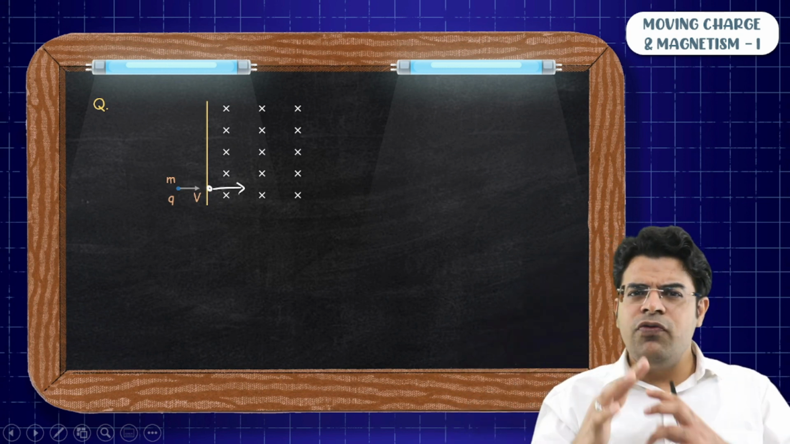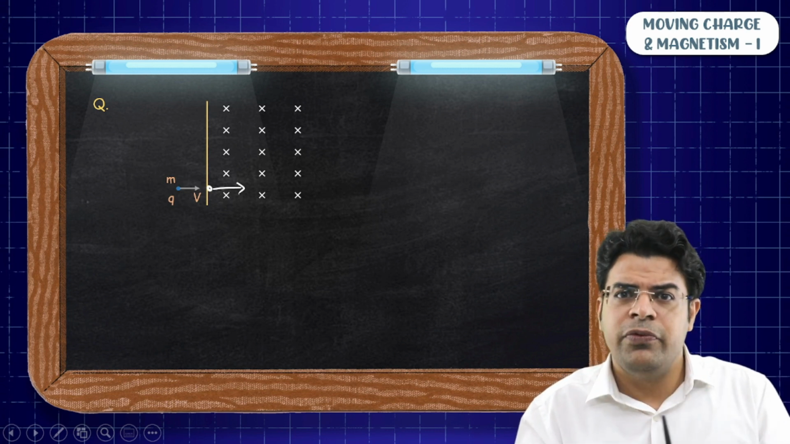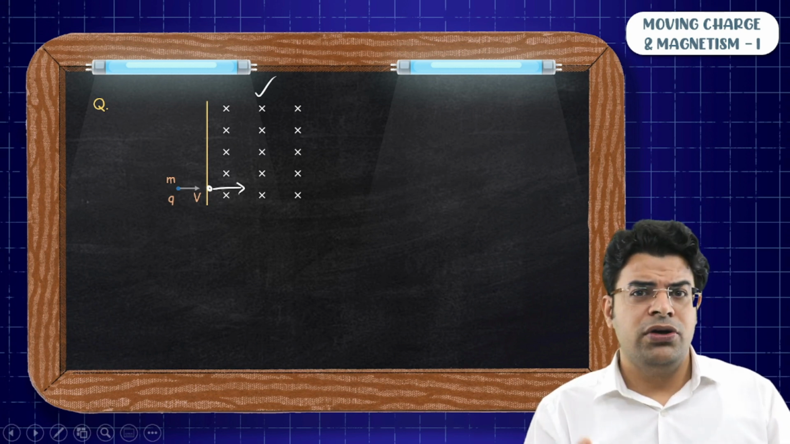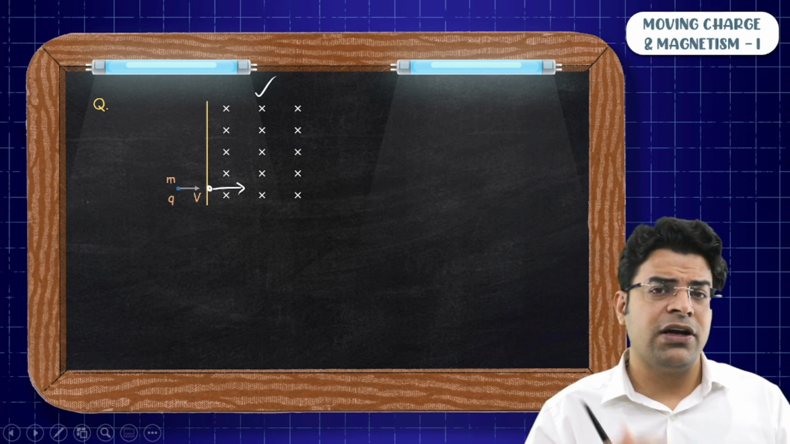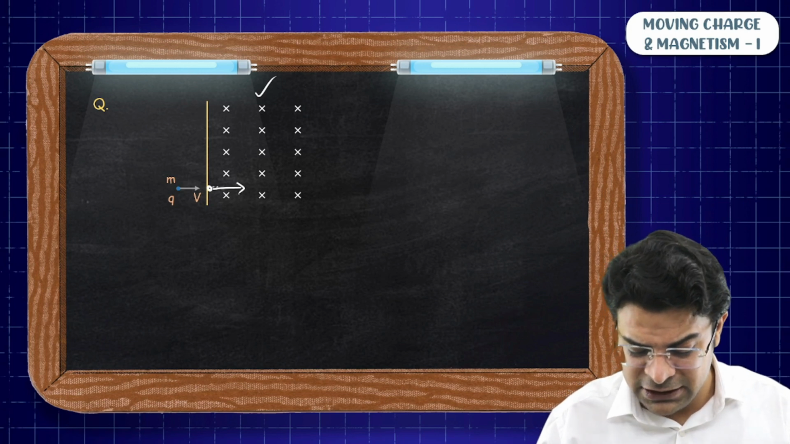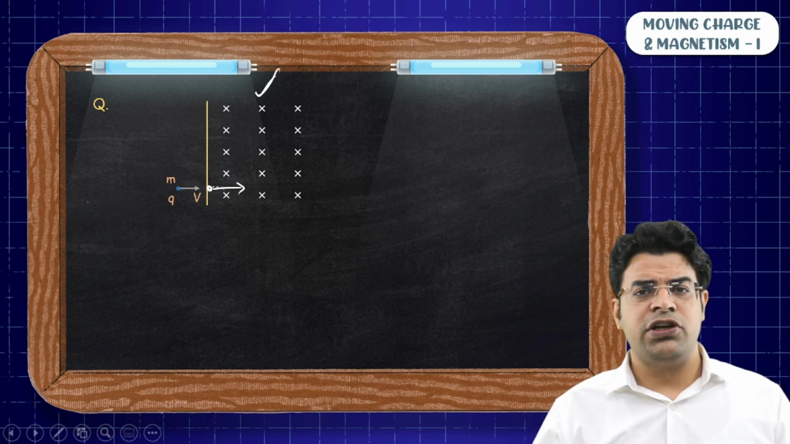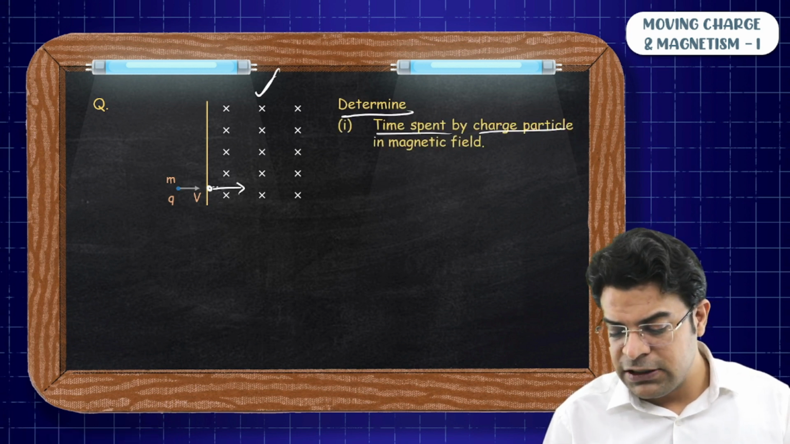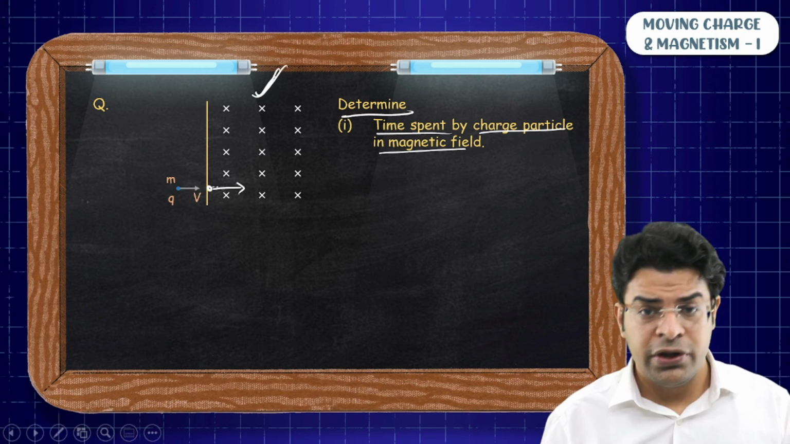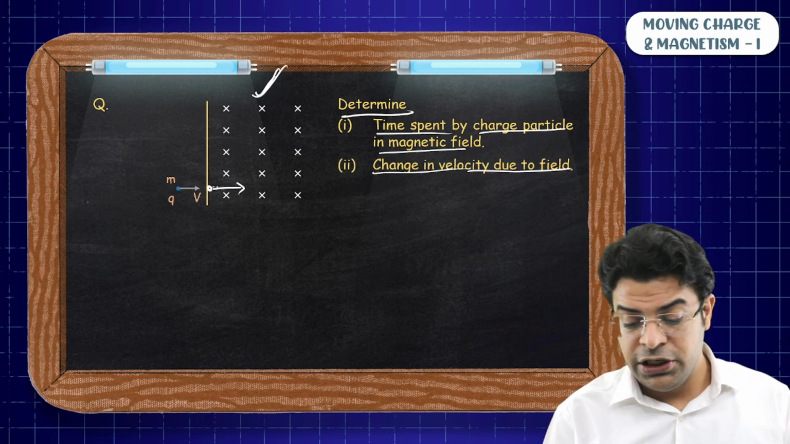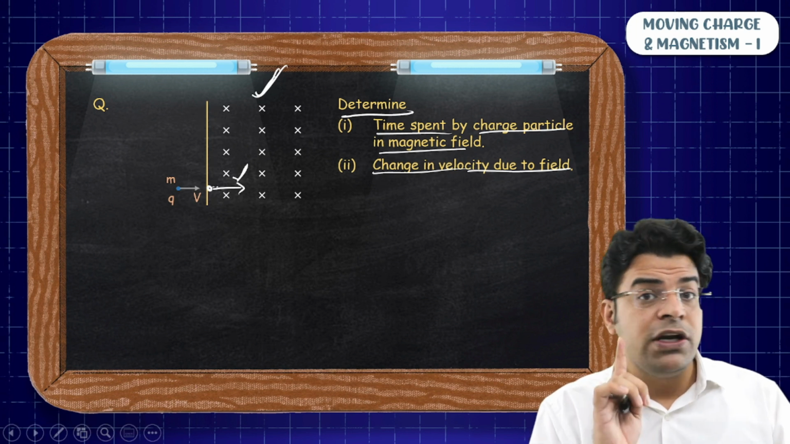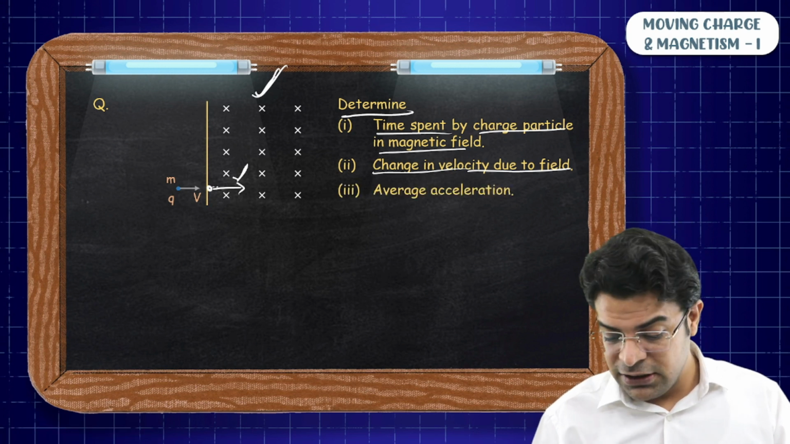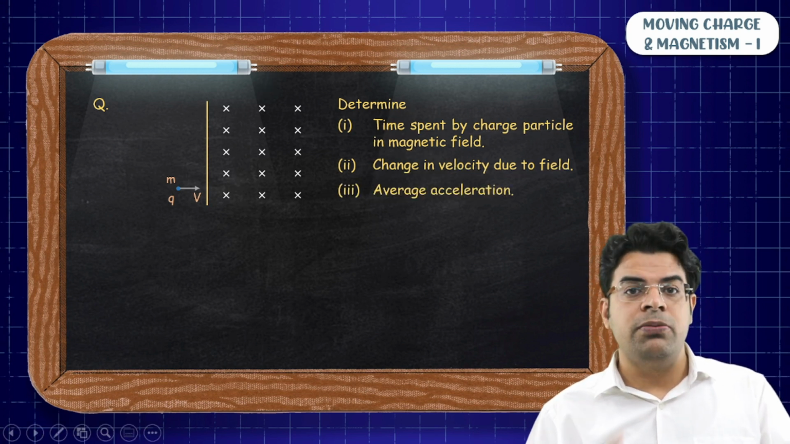So the question is, how will be the path of this charged particle? Will it ever come out of this magnetic field region? If it comes out, then what is the change in velocity? How much time does the charged particle spend in this magnetic field region? And what is the average acceleration? So your question is, determine first the time spent by the charged particle in the magnetic field region. Second, the change in velocity due to the magnetic field. Magnetic field does not change the speed, but it changes the velocity, the direction of motion changes. And the third part, what is the average acceleration produced by this magnetic field?